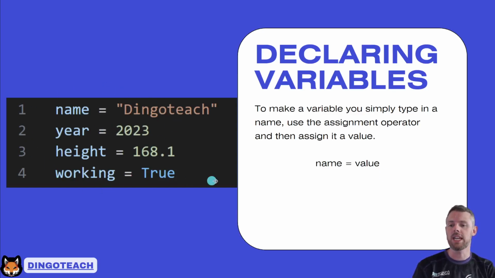In this example here, I've created 4 different variables named name, year, height, and working. Each one has what's called a different data type, and I'll go into that really soon. You can see I've put name equals Dingo Teach, year is 2023, height is that, and working equals true. In every single case, I've made a variable, it stores a single value, and now I can do all sorts of things with those values. I can do some maths, I can put them on the screen, I can do whatever I want, really.